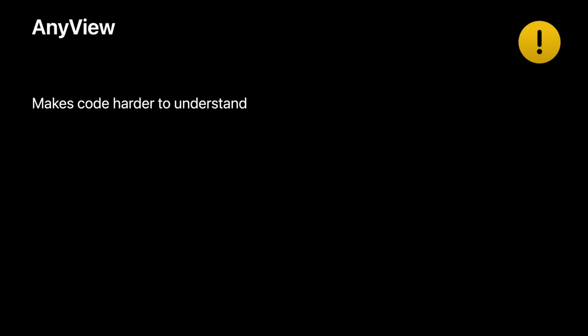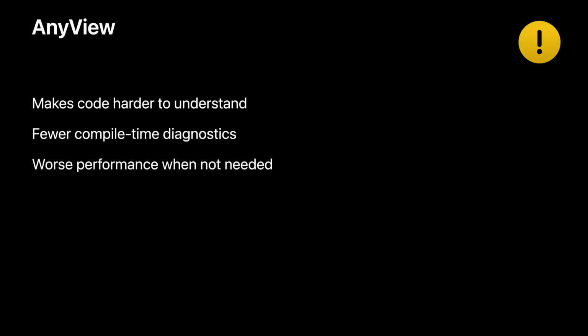Traditional control flow statements like if, else, and switch make it much easier to see the different possible states of a view. And because AnyView hides static type information from the compiler, it can sometimes prevent helpful diagnostic errors and warnings from being surfaced in your code. Finally, keep in mind that using AnyView when you don't need to can result in worse performance. When possible, use generics to preserve static type information rather than passing AnyViews around your code.